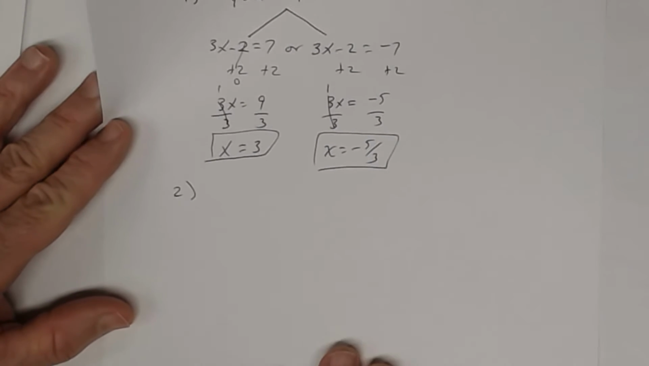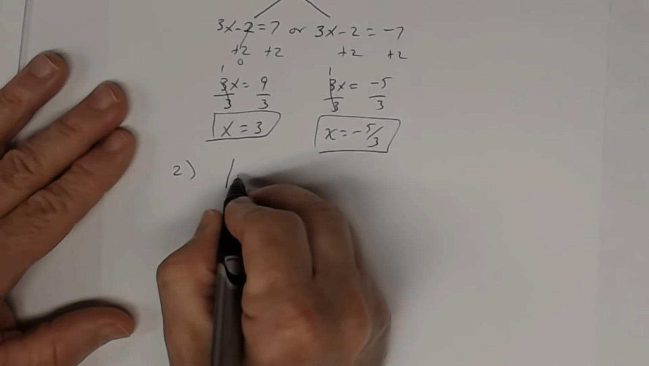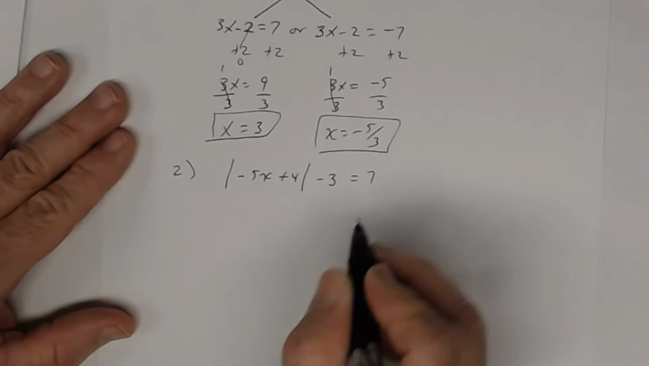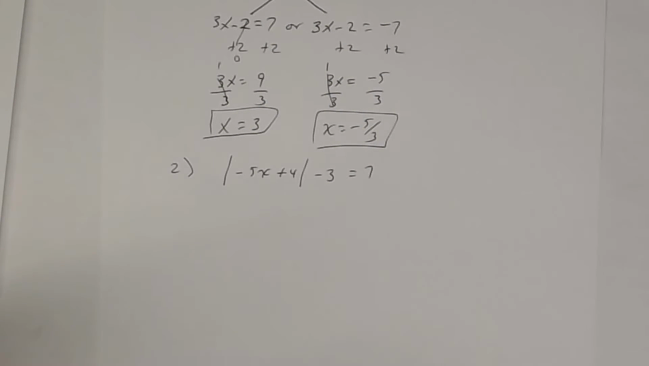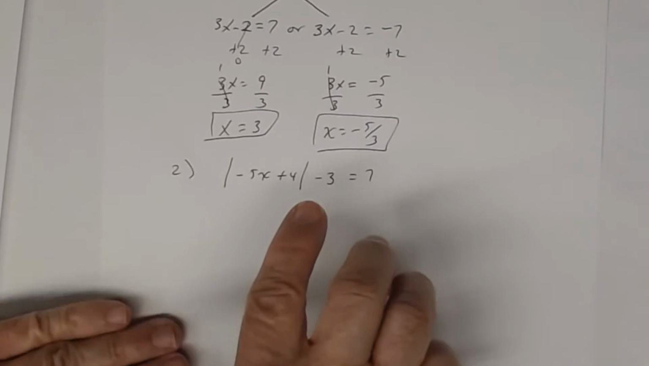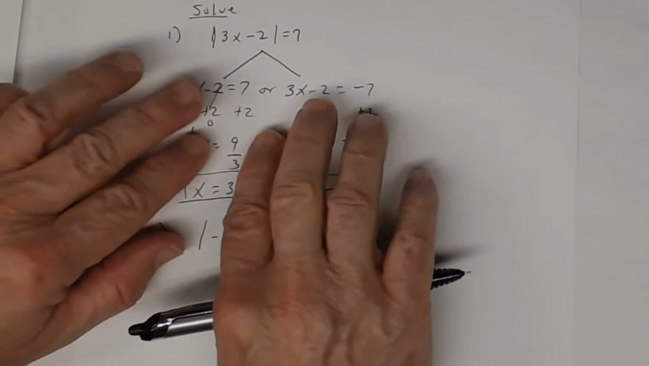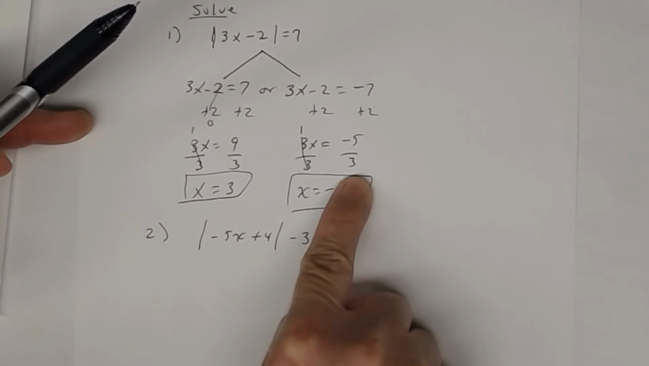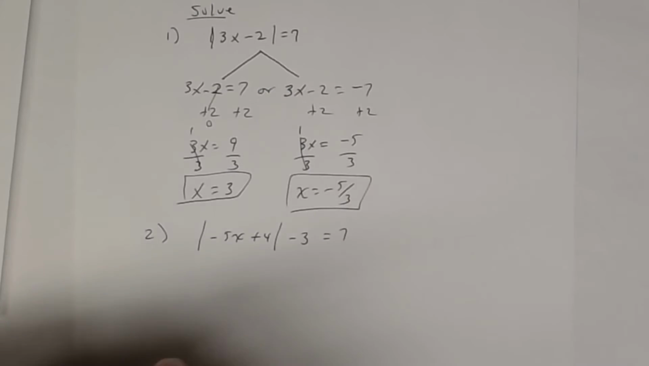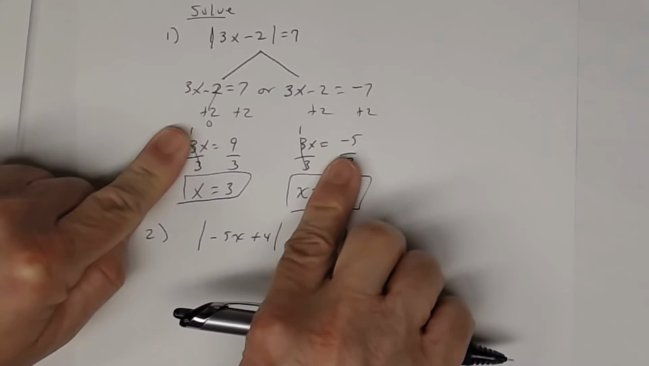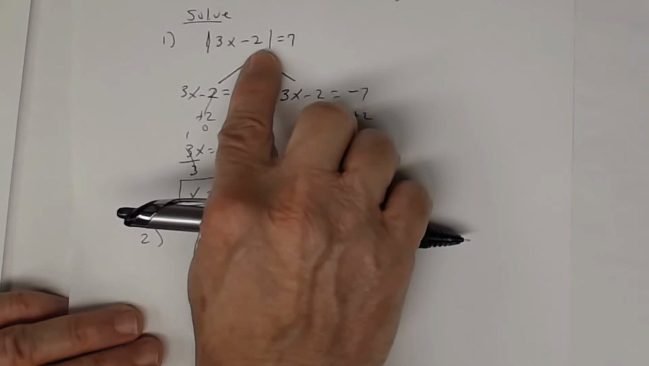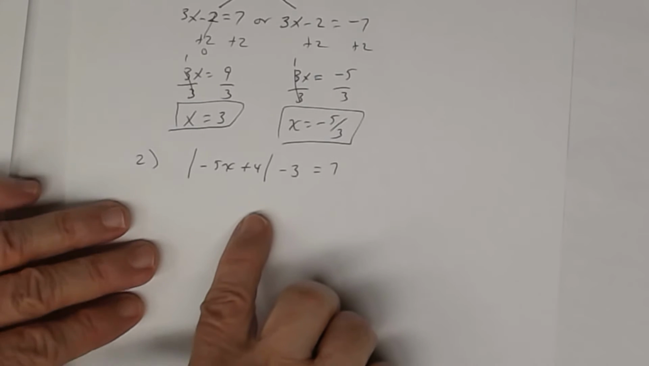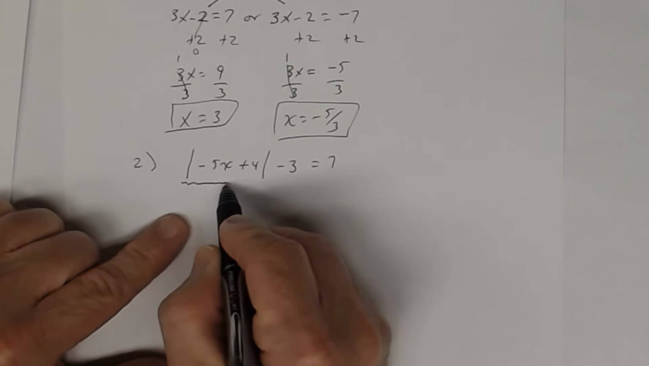All right, so number 2. Let's talk about number 2. Here's number 2. I have the absolute value of negative 5x plus 4 minus 3 equal 7. Remember, before you split it apart, before you write it as 2 separate equations, and notice nowhere in here do you see absolute value bars. When you split it apart, no longer absolute value bars. But before you split it apart, you must get the absolute value expression by itself.